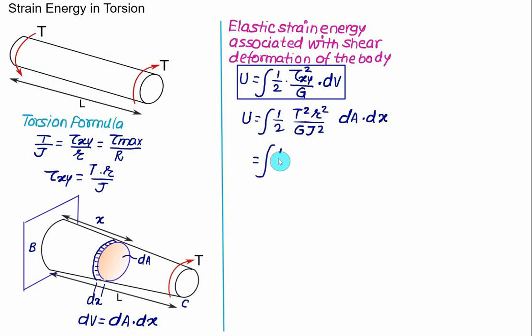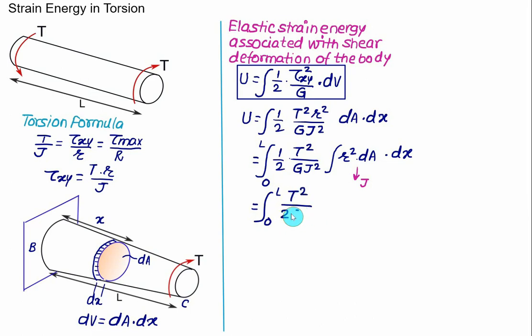This term of r square dA will combine into one bracket. So we get the integral of 1 by 2 into T square divided by G J square, and we write this integral again, r square dA. Now this is nothing but the polar moment of inertia, multiplied by dx. Since the integration is with respect to x, the lower limit of x is 0 and the upper limit is L, and this integral is replaced by the polar moment of inertia J. So we have the integral 0 to L of T square divided by 2 times G J square, and this term is replaced by J multiplied by dx.